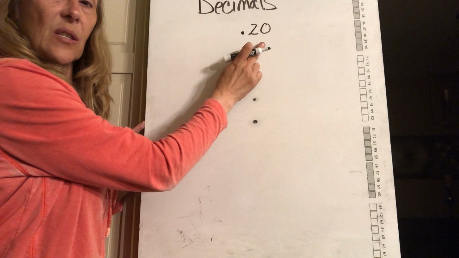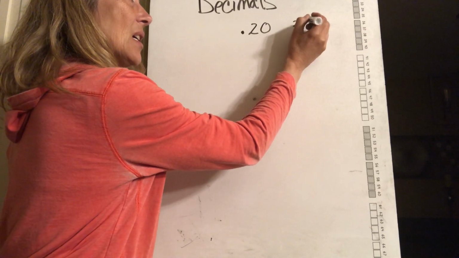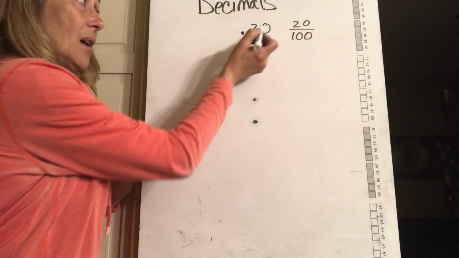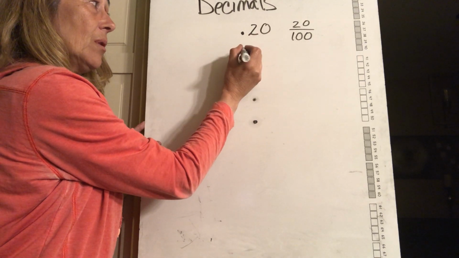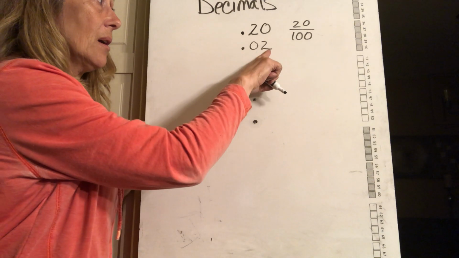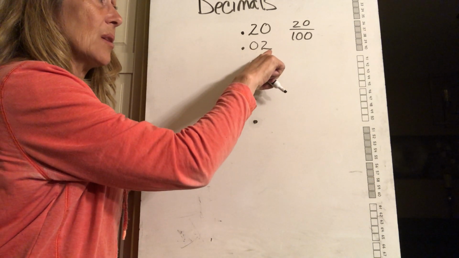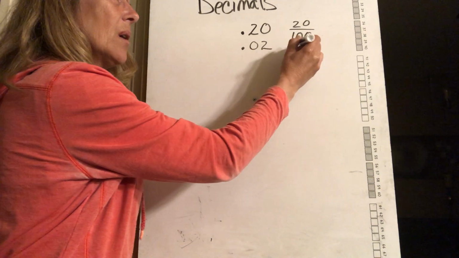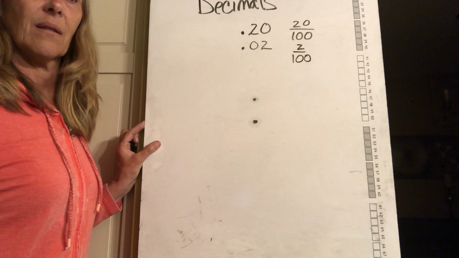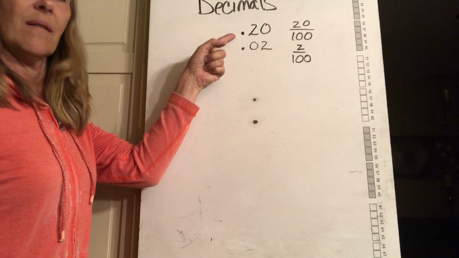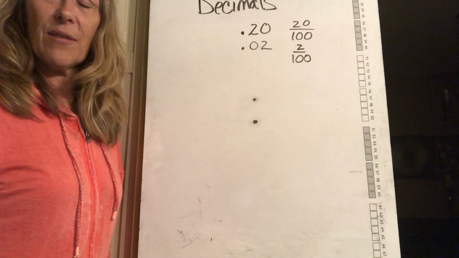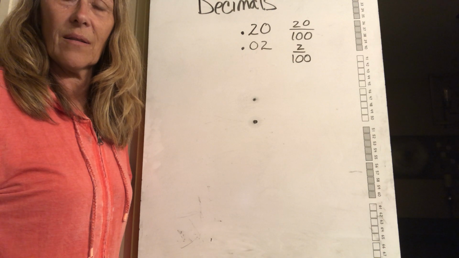Again, this is 20 100ths. I put the 0 after the 2. And if I put it that way, I have no tenths, but I have 2 100ths. So the 20 100ths is greater than the 2 100ths.